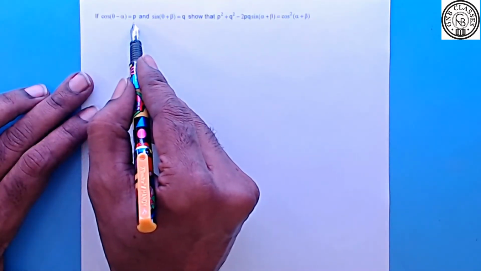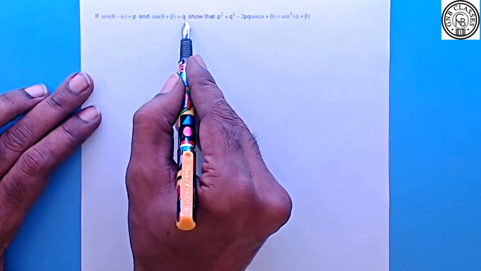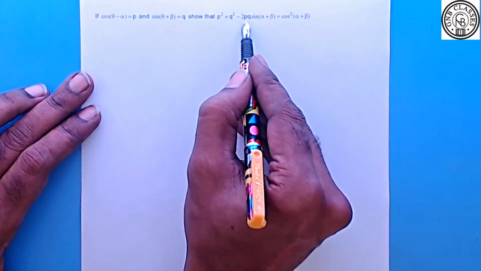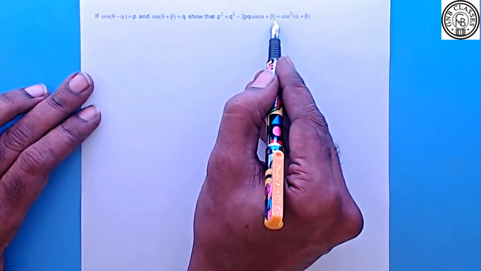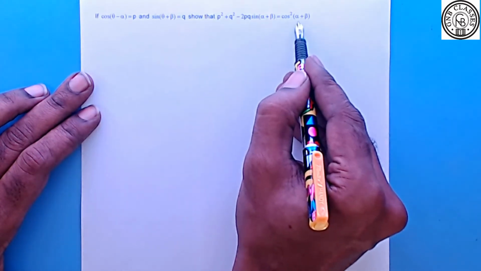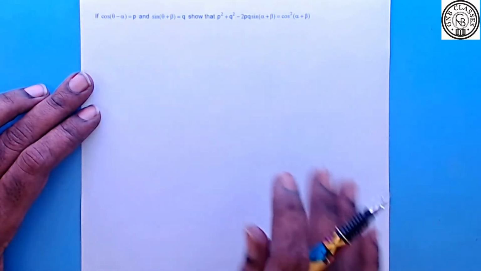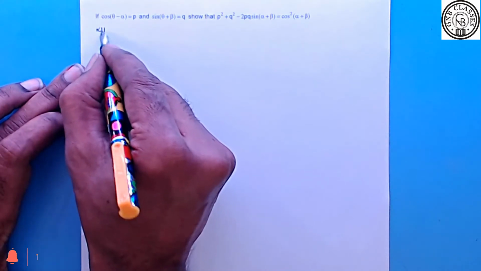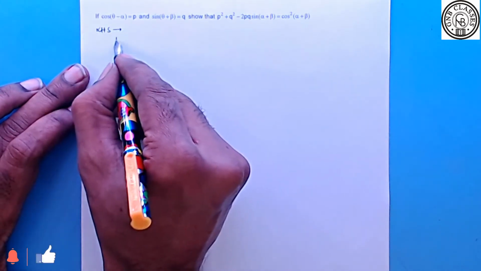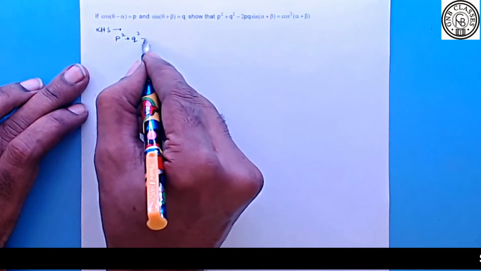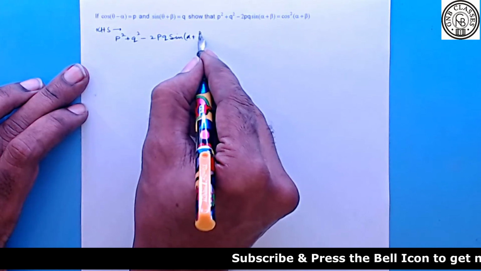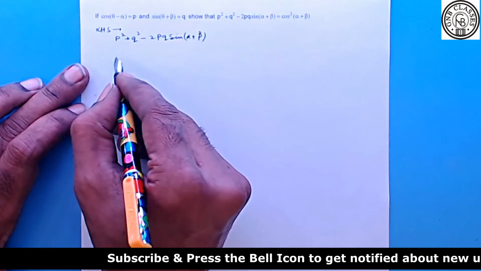Proved. If cos(theta minus alpha) is p and sin(theta plus beta) is q, show that p square plus q square minus 2pq sin(alpha plus beta) equals cos square(alpha plus beta). This is the question. So how to solve this? Let us take the left hand side of the given proof part, and let me replace p and q by their respective values.